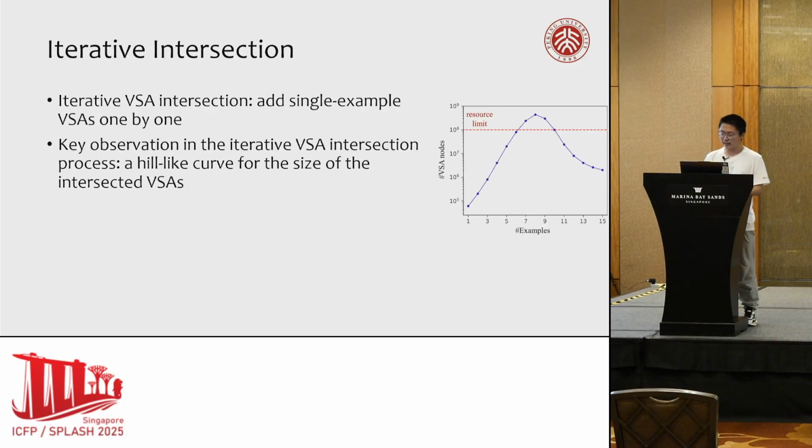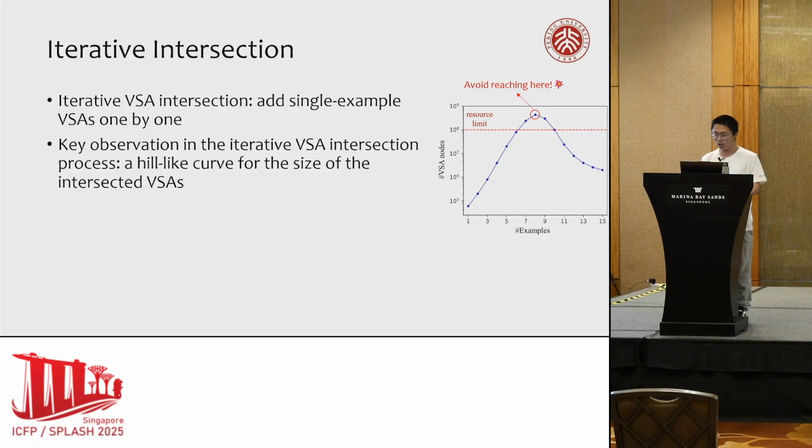To analyze the efficiency of iterative VSA intersection, we draw the trend of the number of VSA nodes in the intermediate VSA, since more nodes will lead to more intersection costs. As you can see, the curve is like a hill. The peak is usually higher than the resource limit on those challenging tasks. So, constructing such a huge VSA at the peak or intersecting with it is unacceptable.